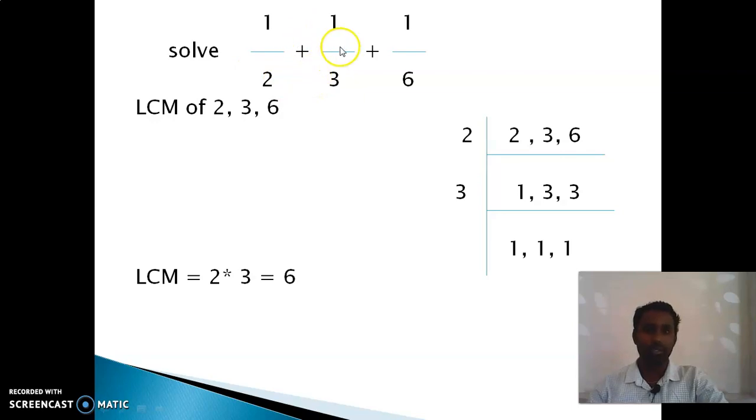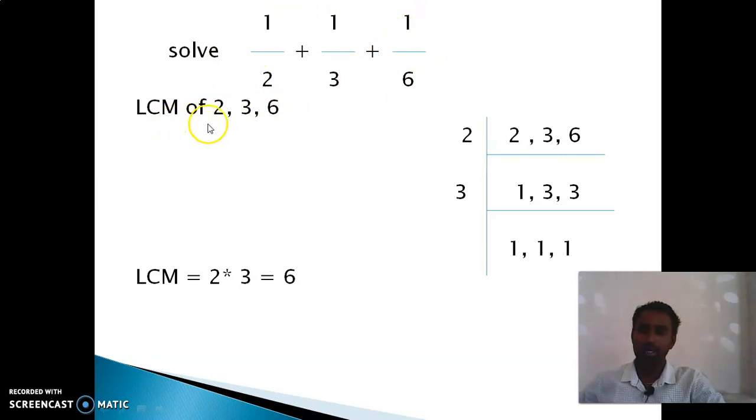That means 5 by 6, and then we have to add 5 by 6 plus 1 by 6. 5 plus 1 is 6, divided by 6 equals 1. So easily we can solve. There is another method as well. This time we will solve with the LCM method. You can either reduce these two fractions to a single fraction and then add the remaining fraction.